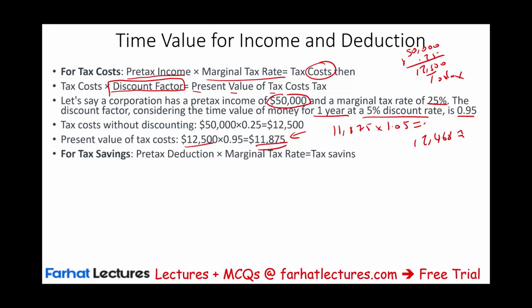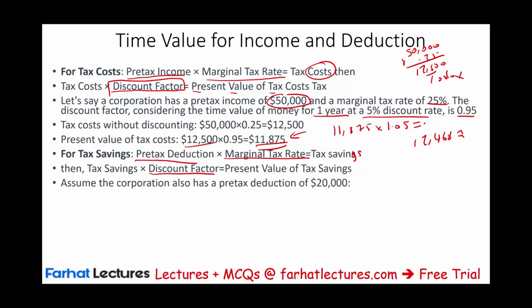For tax savings, which is when we have a deduction, we're going to take the pre-tax deduction multiplied by the marginal tax rate. And let's see how this works. Then we're going to take the tax savings multiplied by the discount rate to give us the present value of the tax savings. Assume a corporation has a pre-tax deduction of $20,000. Well, calculate the tax savings.